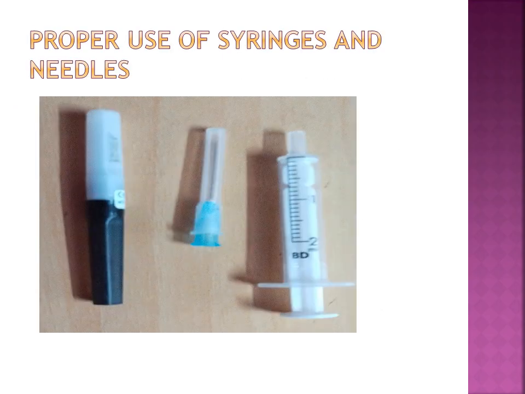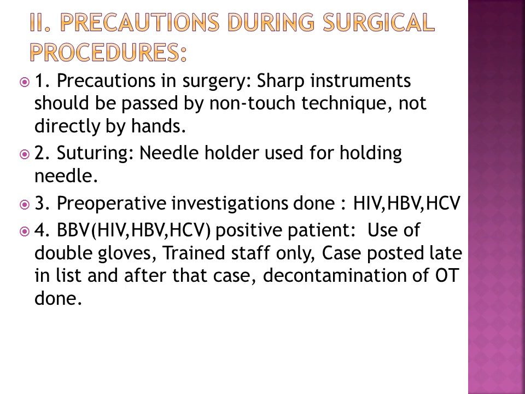In this chart you can see how to use a needle: remove the rigid needle shield and then use it, then how to give the injection, then needle safety activation, and how to dispose in a sharp disposal container. Now, precautions during surgical procedures. Many accidents happen because in surgery many sharp objects are used, like scalpel, blade, forceps, needles for suturing. So precautions are very important.